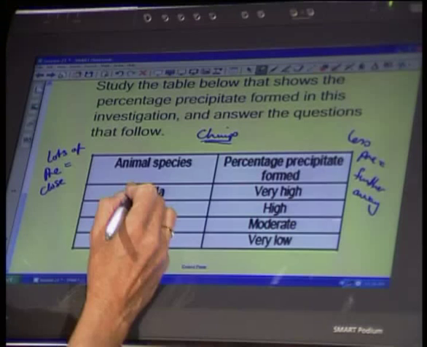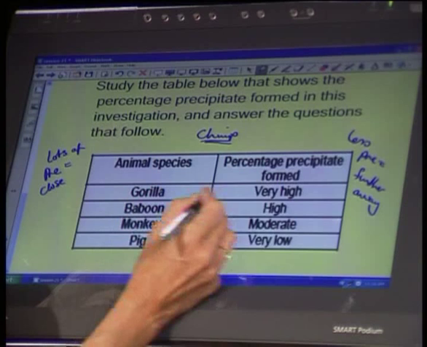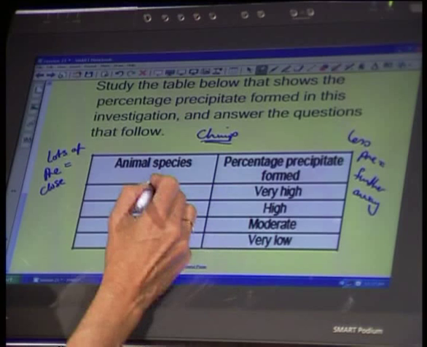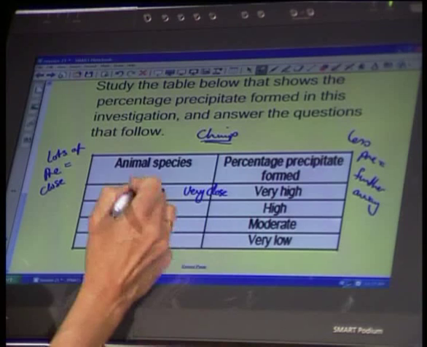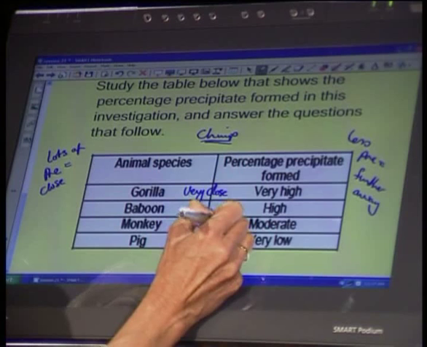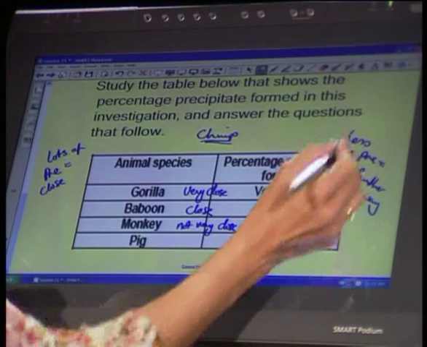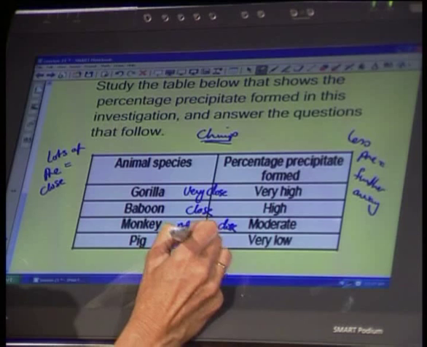All right, now if we look at these, it tells you the animal species and the percentage of precipitate that's been formed. So with a gorilla, it's very high. There's lots and lots of precipitate that's formed, which means it is very close. It's a very close relationship between the chimp and the gorilla. With a baboon, it is high, so it is close. With a monkey, it's moderate, so it's not very close. Okay, and the pig is very low. So with the pig, it means that they are not very related at all. So it's very low, there's less precipitate, so it's further away, so not close at all.